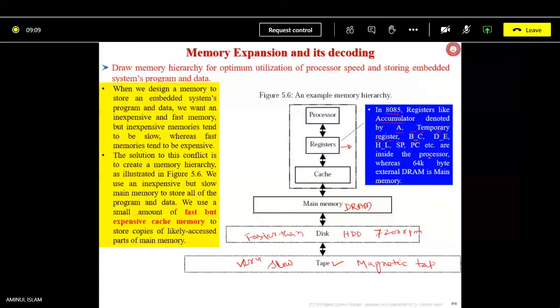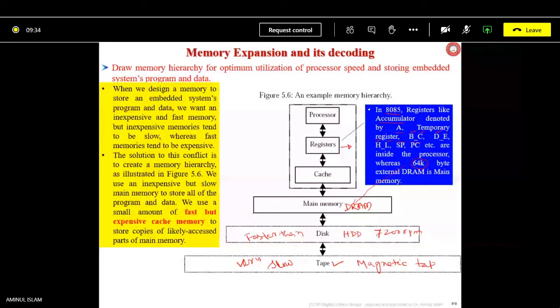And you have external DRAM of 64 kilobytes in the 8085 processor. Anyway, I am relating this with a particular processor, but the memory hierarchy given here is generic. These values may vary from processor to processor.